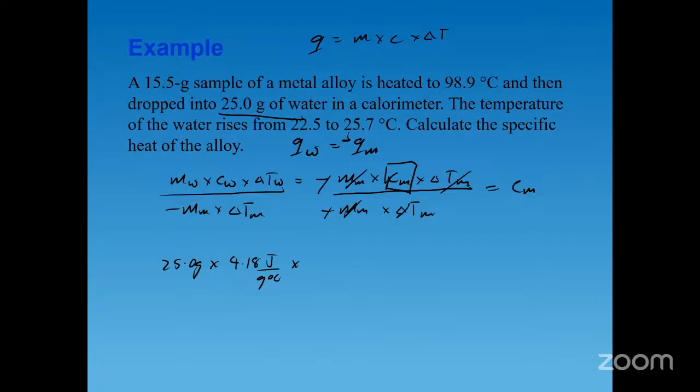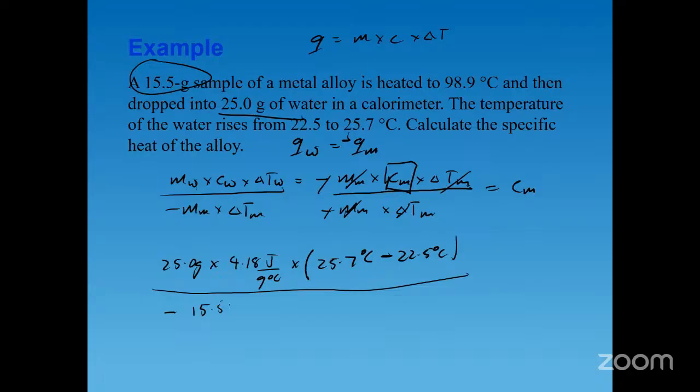Now, this is where you have to be careful. The question says that the temperature of the water rises from 22.5 to 25.7. So the change in temperature will be the final temperature, 25.7 degrees Celsius, minus the initial temperature, which is 22.5 degrees Celsius. All right? And then below here, we're going to have minus the mass of the metal, which is 15.5 grams, times the change in temperature of the metal.